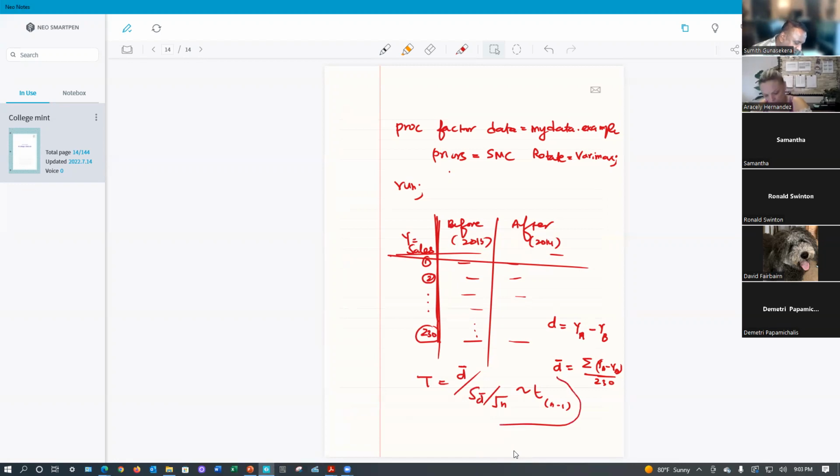Okay. SD would be the square root of 1 over n minus 1 times the summation of d minus d bar squared. You go to each reading, okay? Each reading has a d. If you want, you can put the di, but I don't want to put too many. You go to the difference and subtract the grand mean, and then sum them up, divide by n minus 1 and take the square root, and that will give you this. Okay? So this is called the paired t-test.